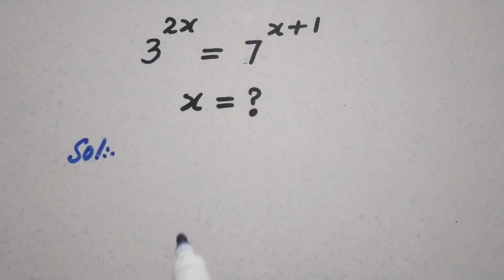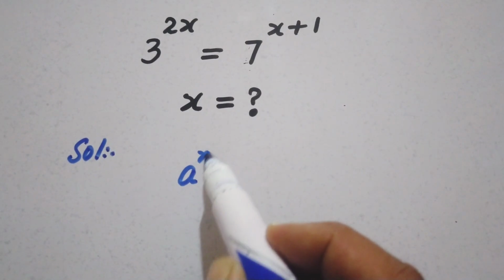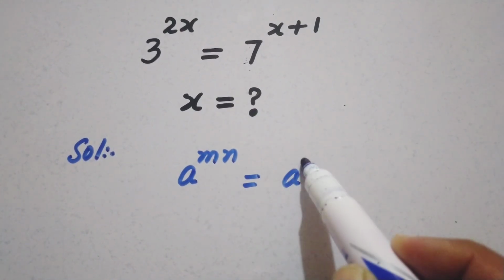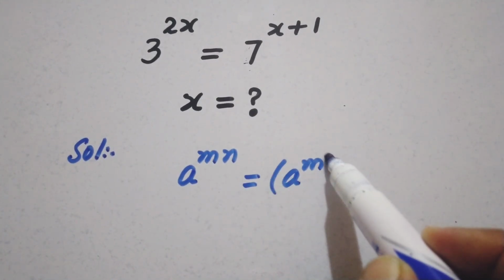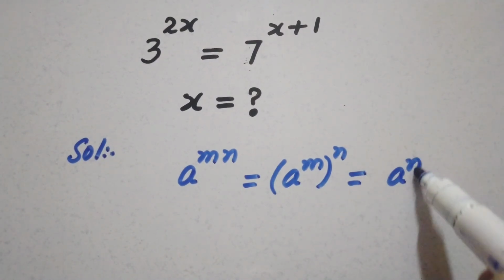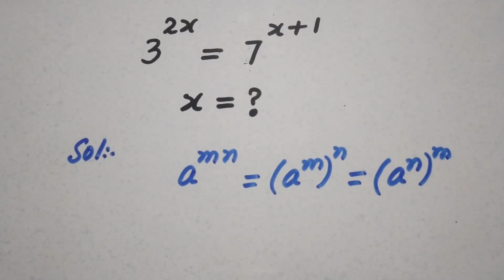First of all, from an algebraic identity, if we have a power m multiplied by n, then we can write this as a power m whole power n, or we can write this as a power n whole power m. M and n are multiplying each other.